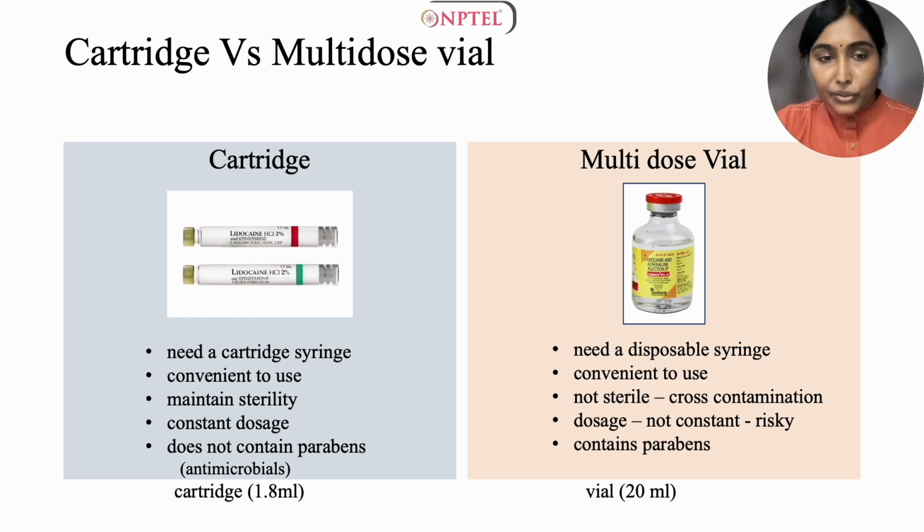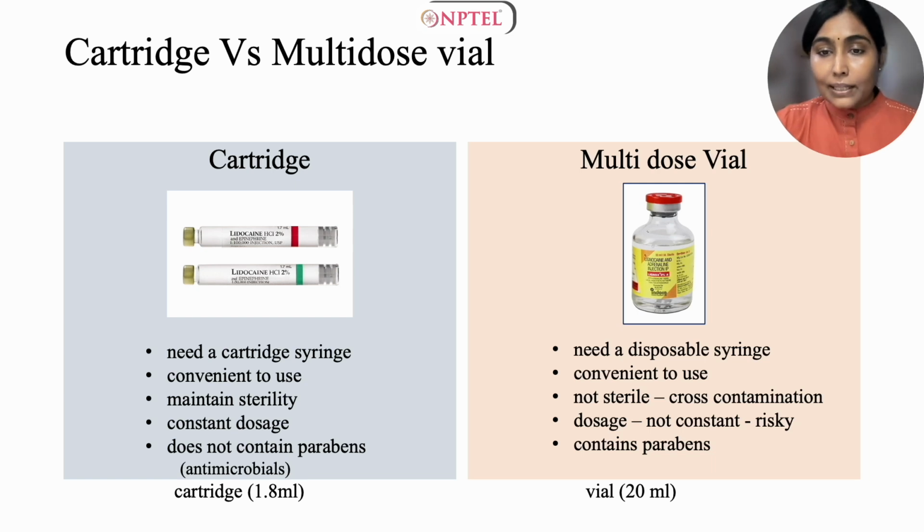Cartridges need a cartridge syringe. They are convenient to use and they maintain sterility of the solution. They provide constant dosage. Each cartridge contains about 1.8 ml of solution. And these do not contain parabens because it is single use. You do not need antimicrobials.